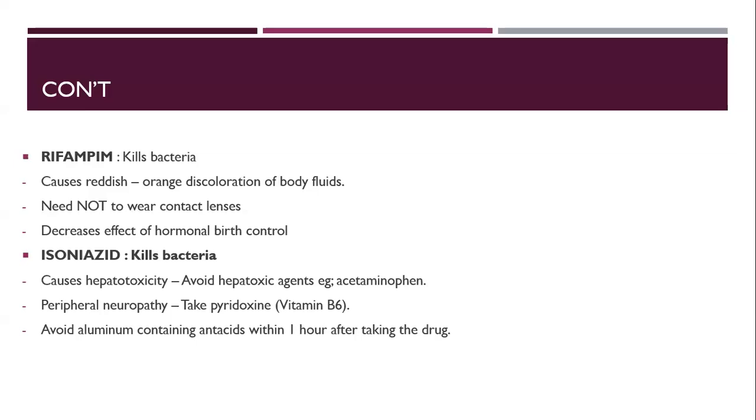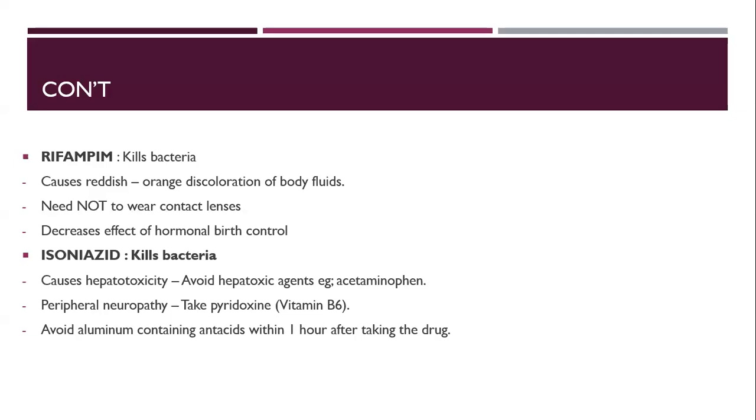All right, then the last drug we should know for TB is isoniazid. It also kills the bacteria. What should you know? It also causes hepatotoxicity. So therefore, avoid hepatotoxic agents, for example paracetamol or acetaminophen. I told you already. So don't take paracetamol or acetaminophen with isoniazid. Two, it causes peripheral neuropathy.